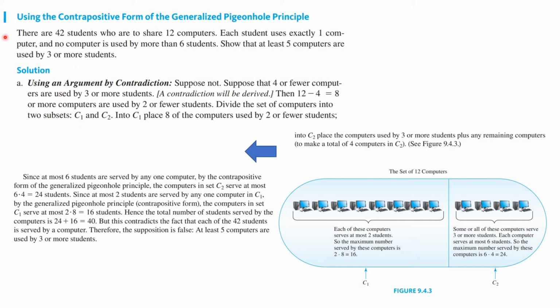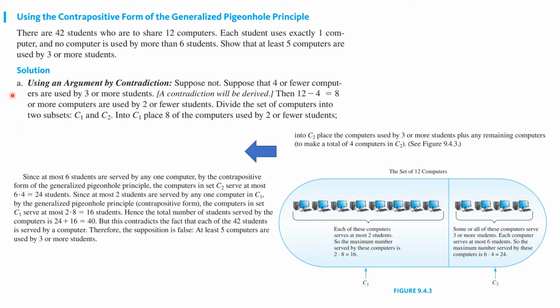Okay, let's do a little bit more complicated example. There are 42 students who are to share 12 computers. Each student uses exactly 1 computer, and no computer is used by more than 6 students. Show that at least 5 computers are used by 3 or more students.